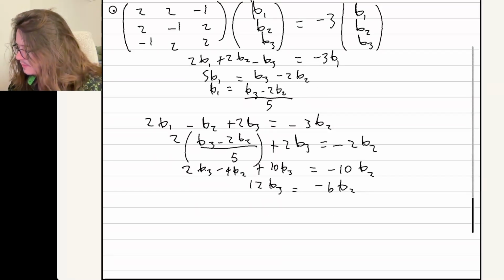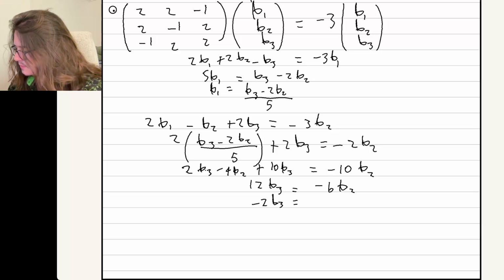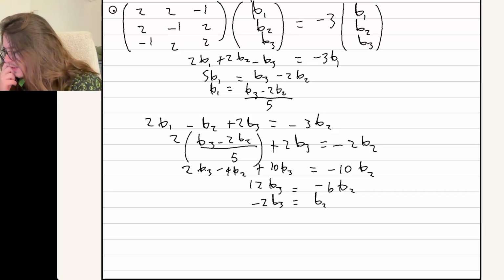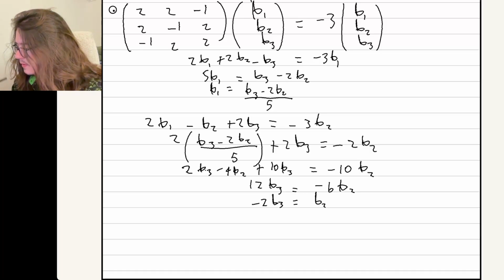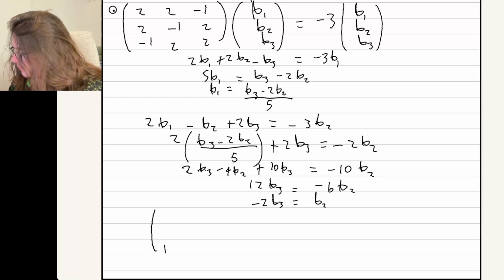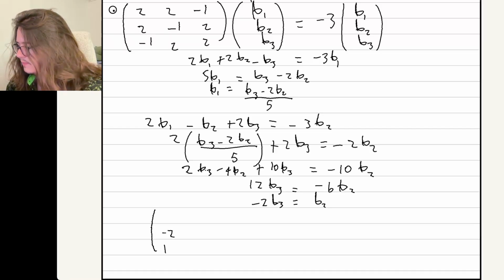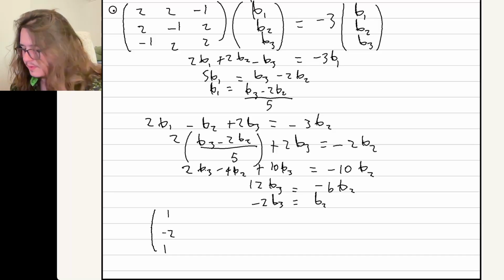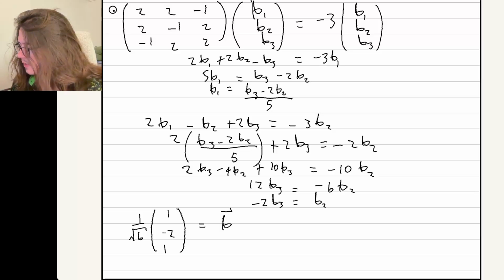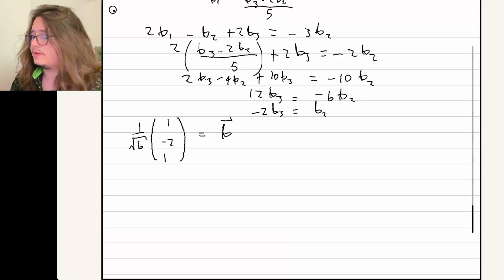So simplifying, minus 2b3 equals b2, and now we can pick what we want b3 to be, and then b2 and b1 will follow. So let's pick 1 for b3, and then we'll follow that b2 is minus 2, and then 1 plus 4 is 5, divided by 5 you get 1 again, so b1 is also 1, and then the normalization for that ends up being 1 over root 6 if you care, but that's the second eigenvector for the matrix A.